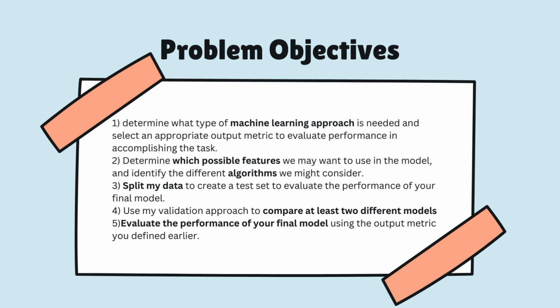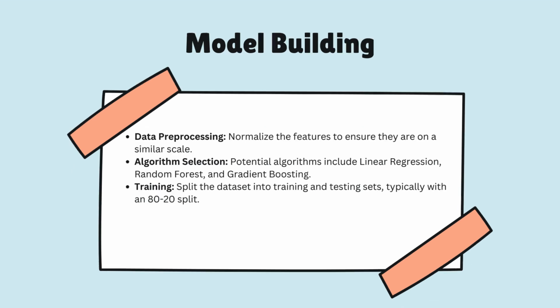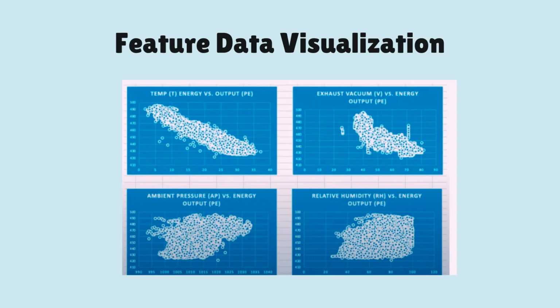To build this model, I have been provided a set of 9,568 hourly average environmental readings. The project objectives are to determine which machine learning approach best fits the scenario, which set of features should be used in the model, and which algorithm will produce the best outcomes. In order to accomplish this goal, I will manually split my data, compare two different models, select the one that achieves the best result, and evaluate the performance of the final model.